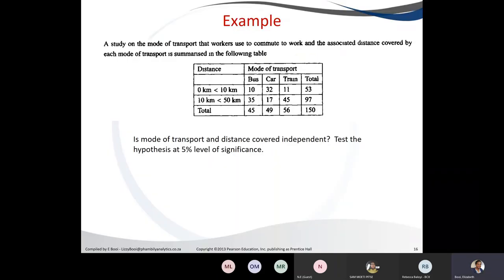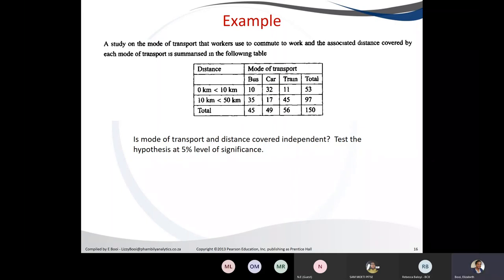Okay, so I took this from one of the past exam question papers. So I removed the answers because I want us to do this as if we don't know the options given to us. So we're going to do the 6 steps of hypothesis testing for chi-square. A study on the mode of transport that workers use to commute to work and the associated distance covered by each mode of transport is summarized in the table below.